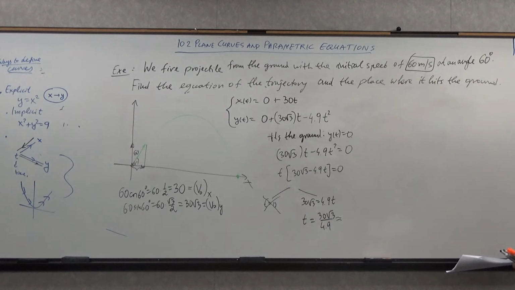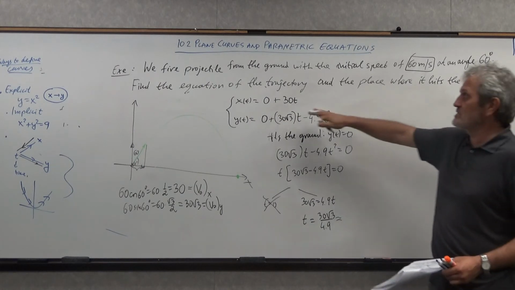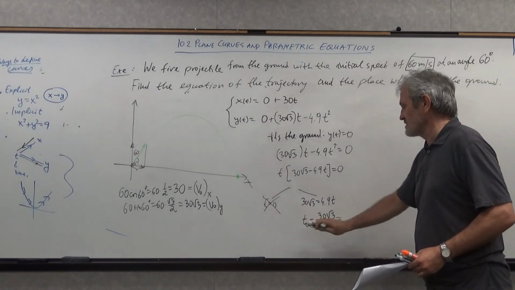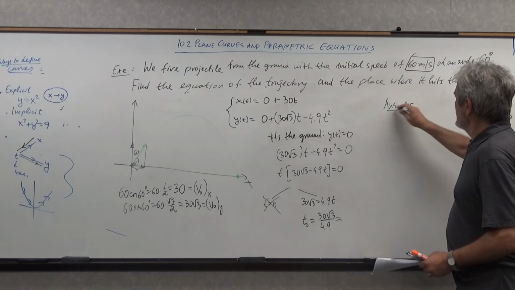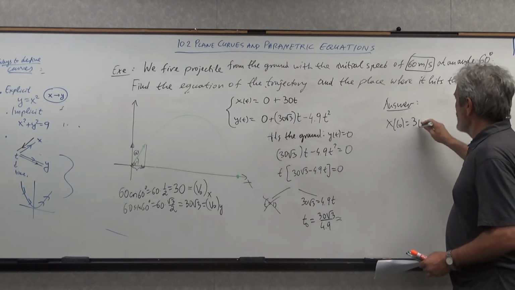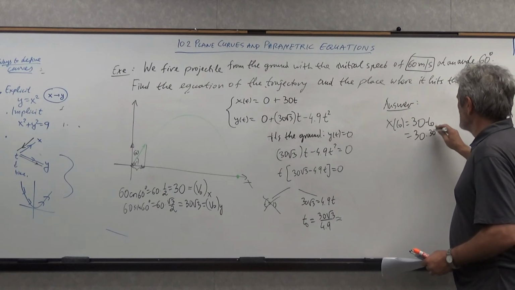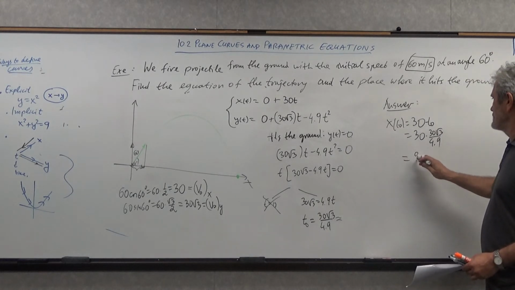But, so what's the answer? It says place where it hits the ground. So that question is actually x coordinate. So that moment, let me call it t0. So now they want answer. They want x of t0, which is what? 30 times t0, which is 30 times 30 root 3 over 4.9, which is what?